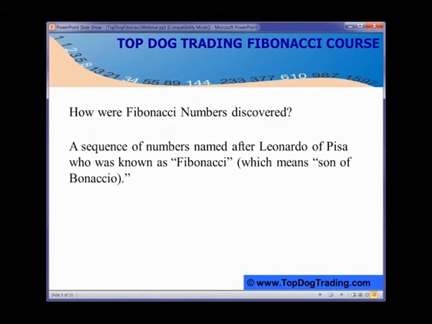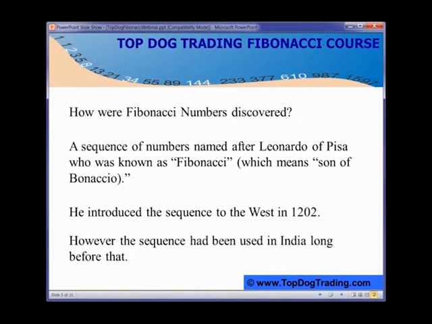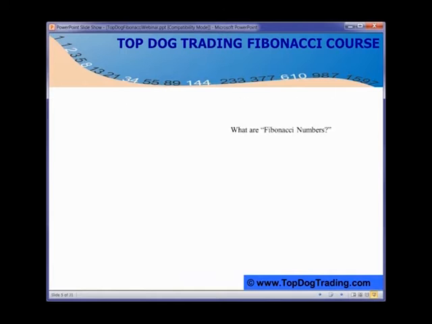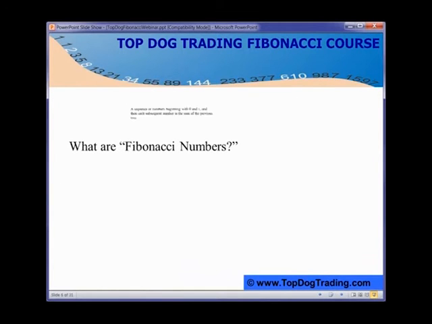First of all, they're a sequence of numbers, as I said, named after Leonardo of Pisa, who's known as Fibonacci, which means son of Bonacci. He introduced the sequence to the Western world in 1202, but the sequence had actually been used in India long before that. Now, what are these Fibonacci numbers?